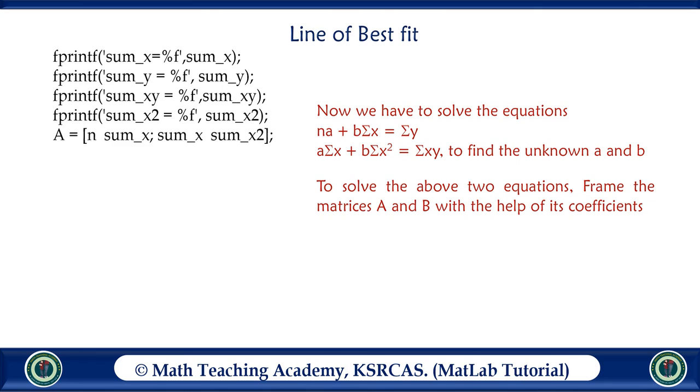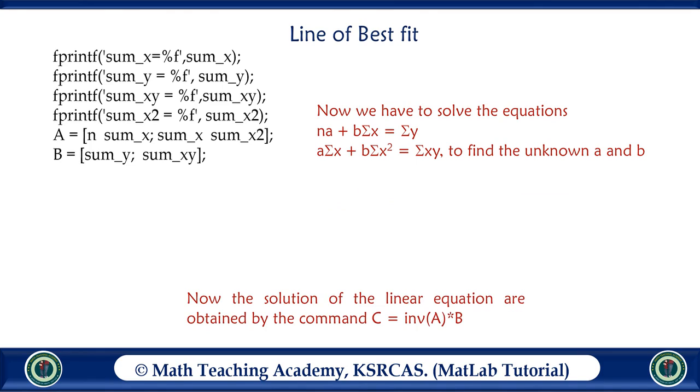So this is achieved by the command A is equal to square bracket n space sum x semicolon and then in the second row sum x space sum x2. This is the coefficient of the given simultaneous equations, and then capital B is equal to, within a square bracket, sum y semicolon sum xy. This is the right hand side matrix.